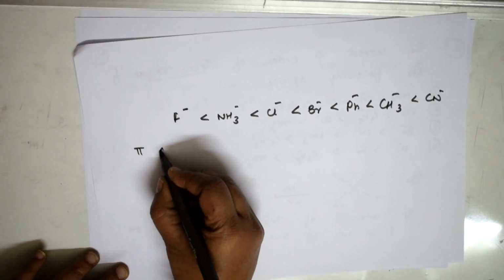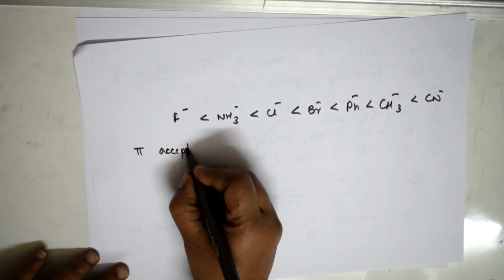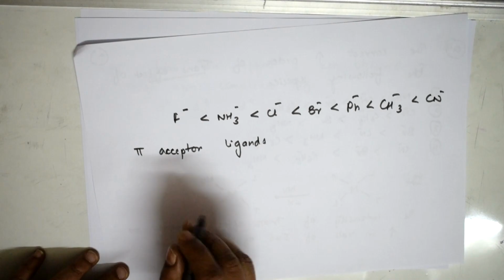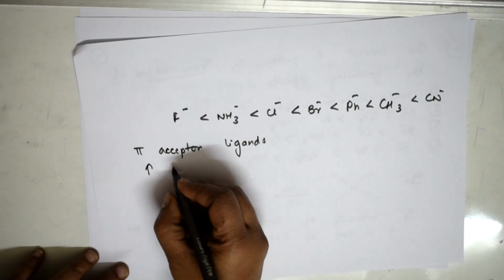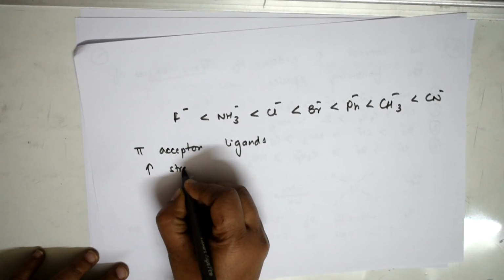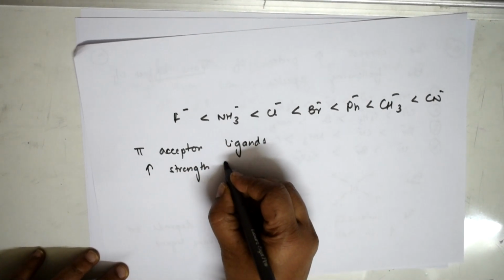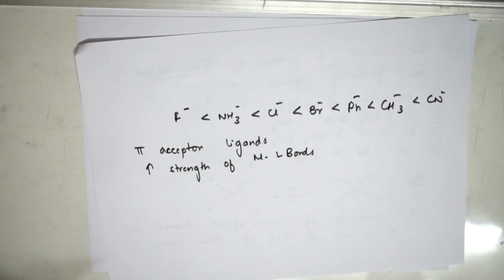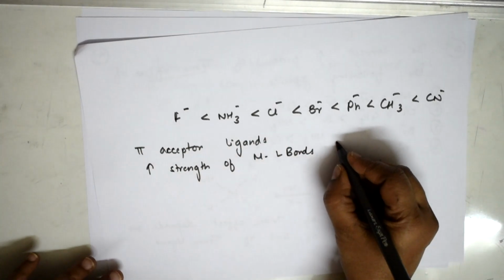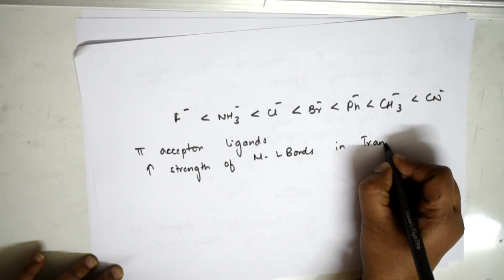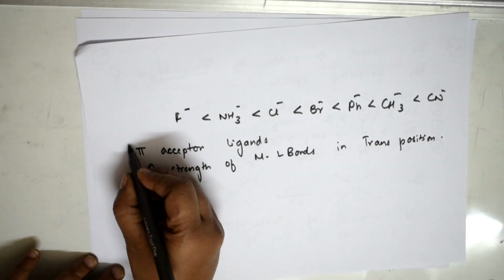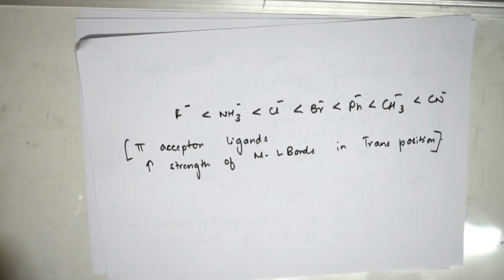Whenever they are pi acceptor ligands, remember, pi acceptor ligands increase the strength of metal-ligand bonds. This is what they're going to do. They're going to increase the metal-ligand bond, in which position? In the trans position. You need to remember this. So in the trans position, if they're there, they increase the metal-ligand strength. Now, what are the different things, or if I have to speak?